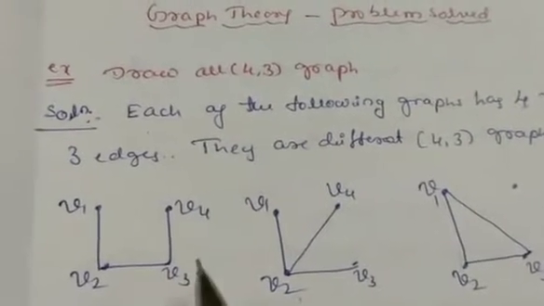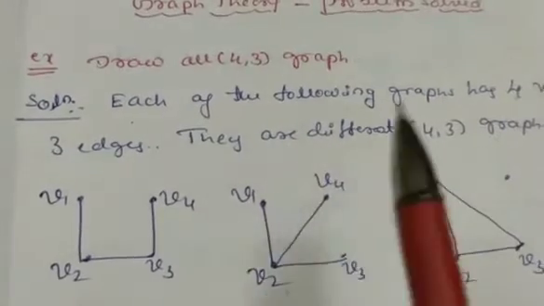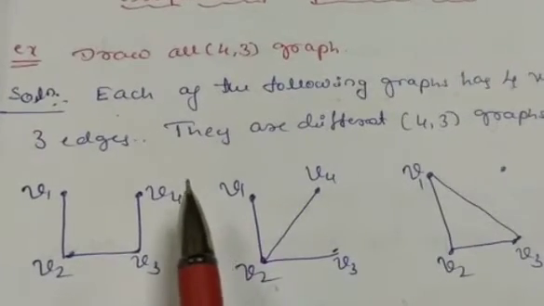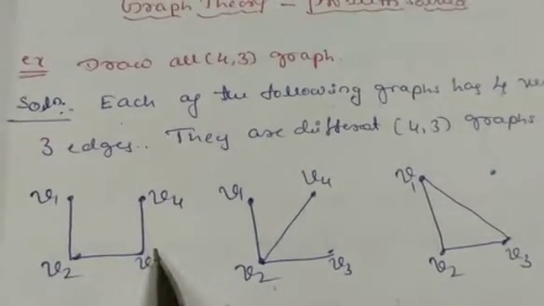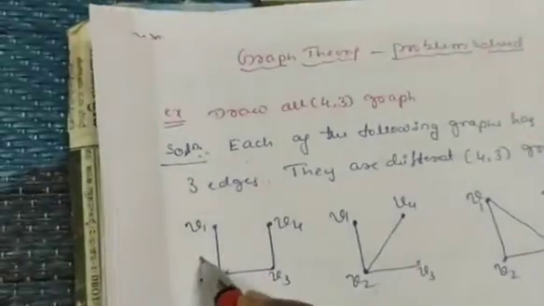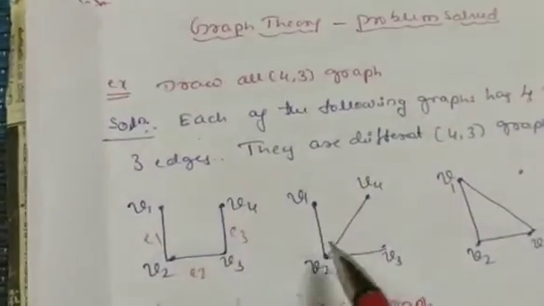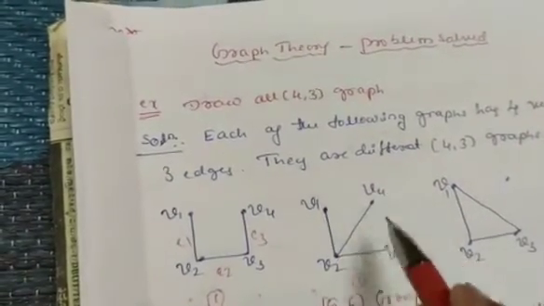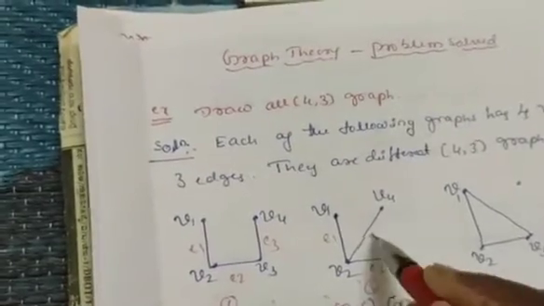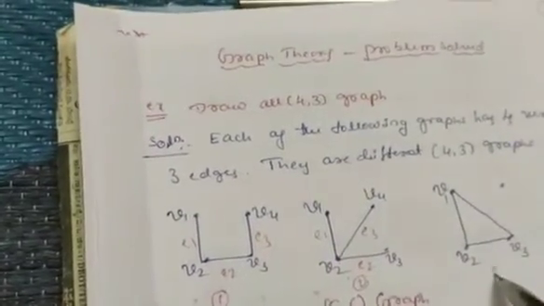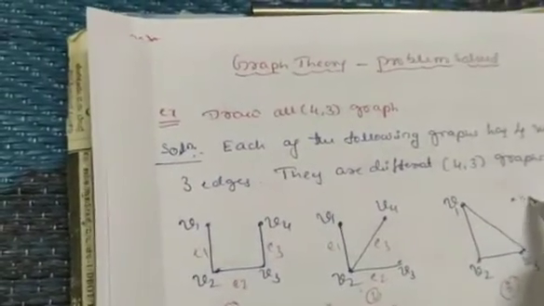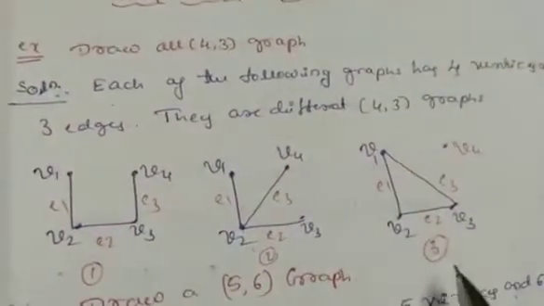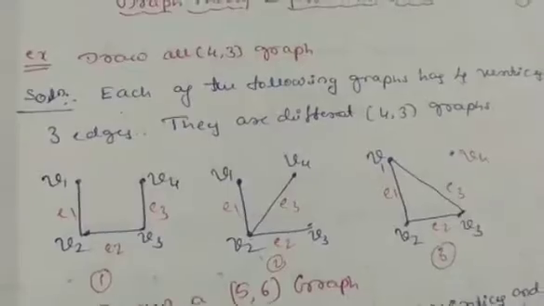Take one more example. Draw all 4,3 graphs, meaning draw all possible graphs which have 4 vertices and 3 edges. Here we have 4 vertices v1, v2, v3, v4 and 3 edges, e1, e2 and e3. We can also draw like this. This is the first graph, and we can draw like this also, v1, v2, v3, v4 with e1, e2, e3. It is also the same. This has 4 vertices, v4, and it has 3 edges, e1, e2, e3. So these are different graphs which have 4 vertices and 3 edges.